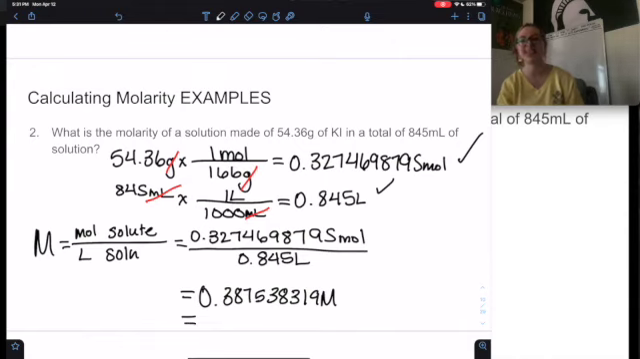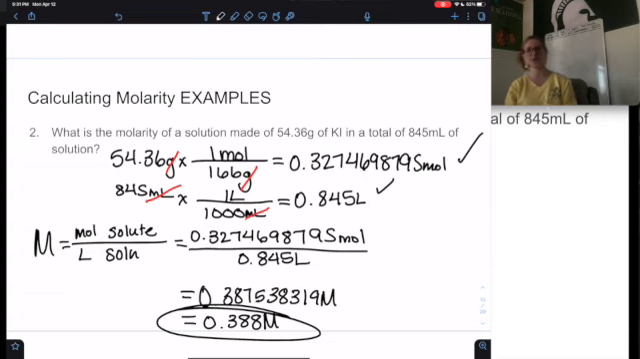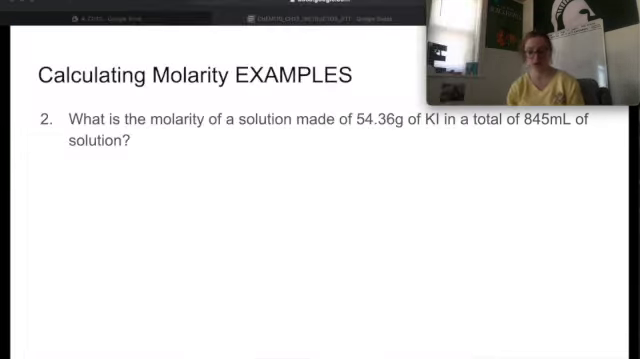However, remember, we gotta triple check sig figs. So 4 sig figs from the mass and 3 from the volume. So I'm going to go ahead and put this in 3 sig figs. So I got 0.388 molar as my answer. So that is how we solve some examples for how molarity works.